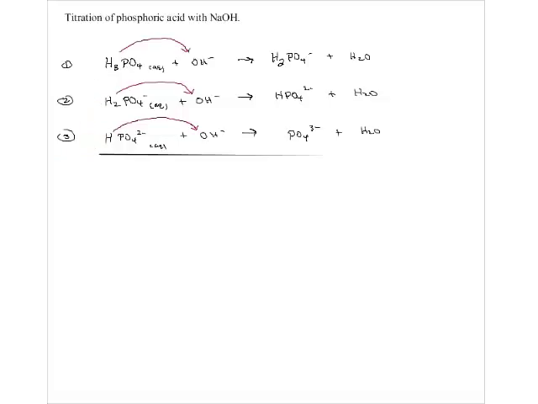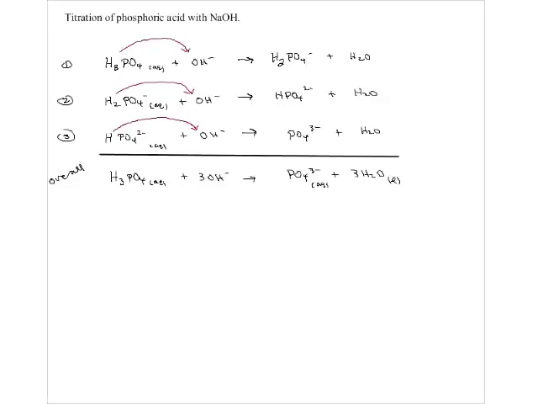And what we're going to see then, you guessed it, is an overall reaction which shows us the 3 steps because it's neutralizing 3 moles of sodium hydroxide. But the important thing is it doesn't occur in one step. It occurs in 3 distinct steps with 3 distinct pHs.